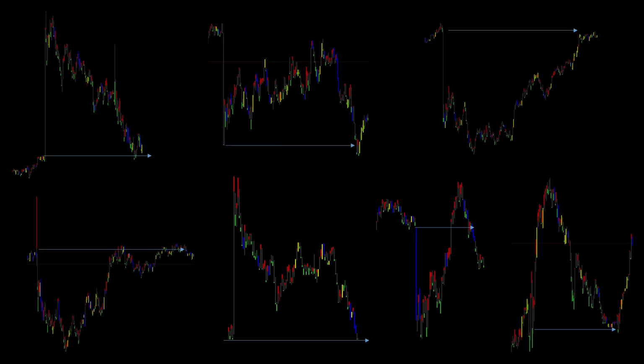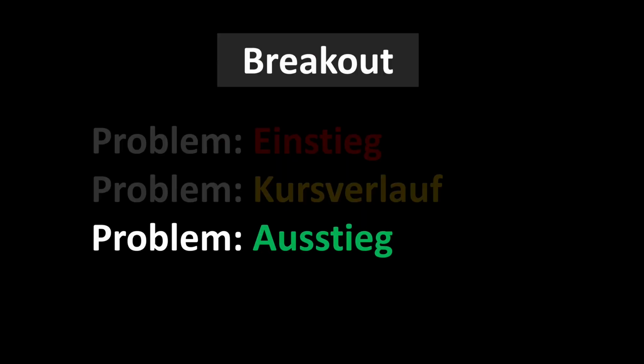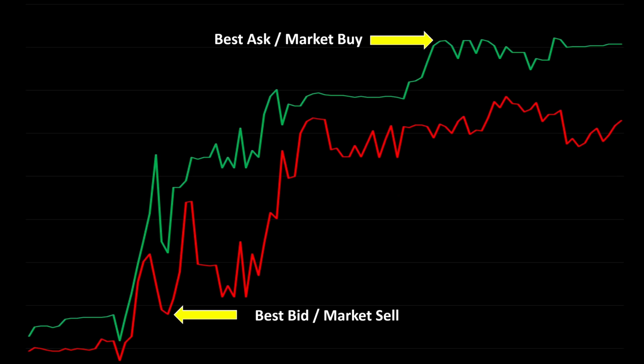In principle, only stops are triggered here and a lot of money is exchanged. Unfortunately, the price trend during a breakout cannot be controlled. Because in court and on the high seas, you are always in God's hands. One possible solution for an optimal exit is to exit with a limit order rather than a market order.